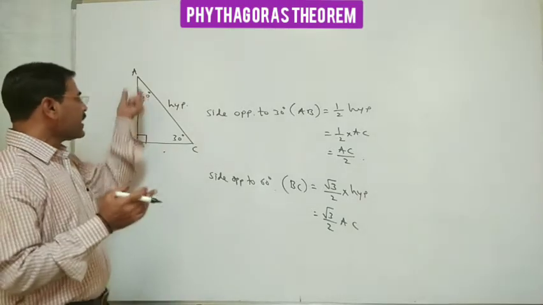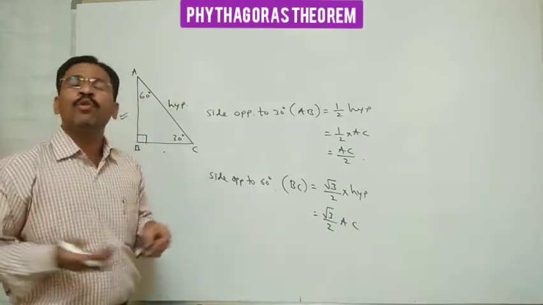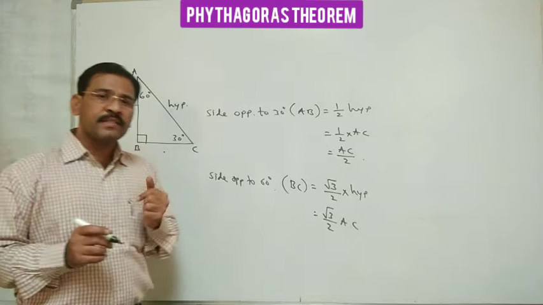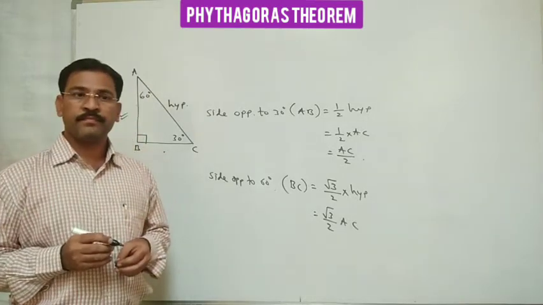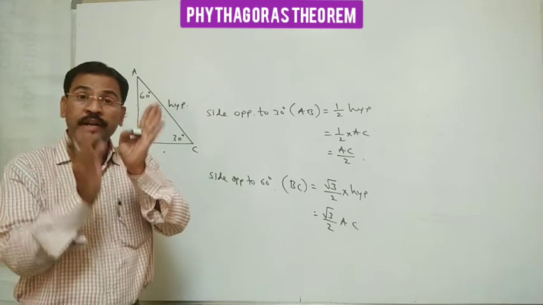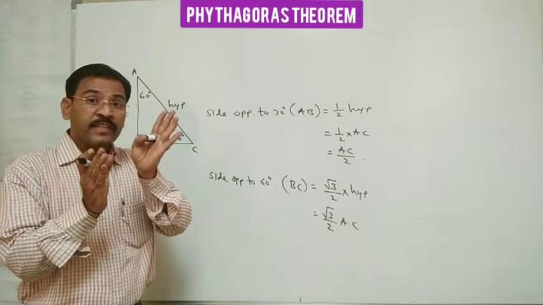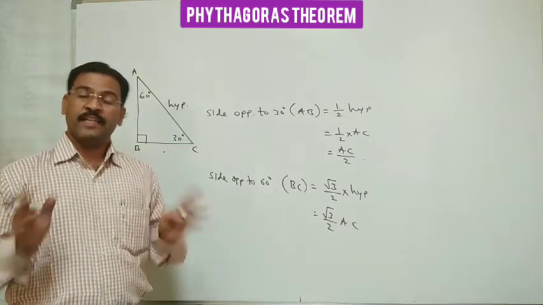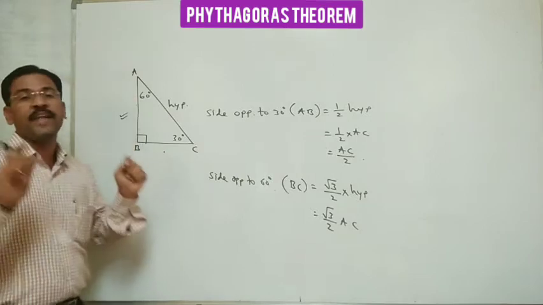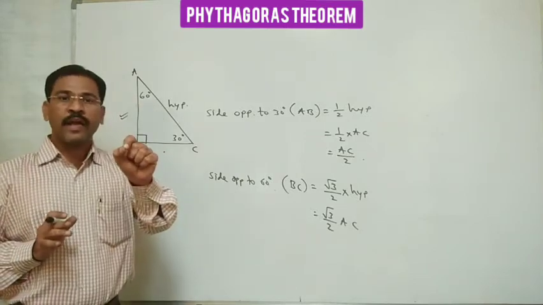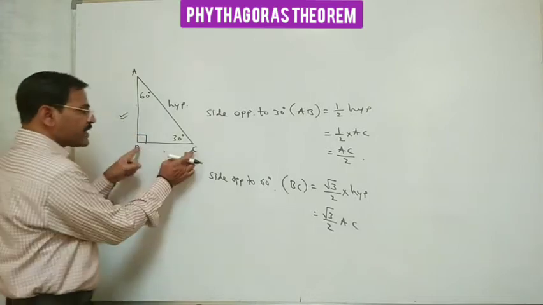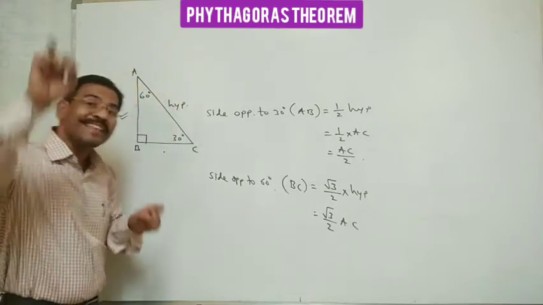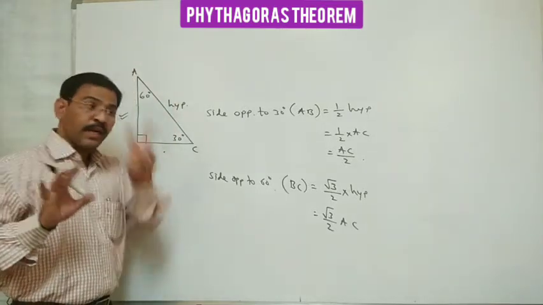Similarly, like 30, 60, 90, there is one more triangle. Remember, this 30, 60, 90 triangle is in your compass box. The set square is always a 30, 60, 90 triangle. Check it. And again I am telling you, this side is obviously always half of this one. Try to check in that particular set square. There are 2 set squares.